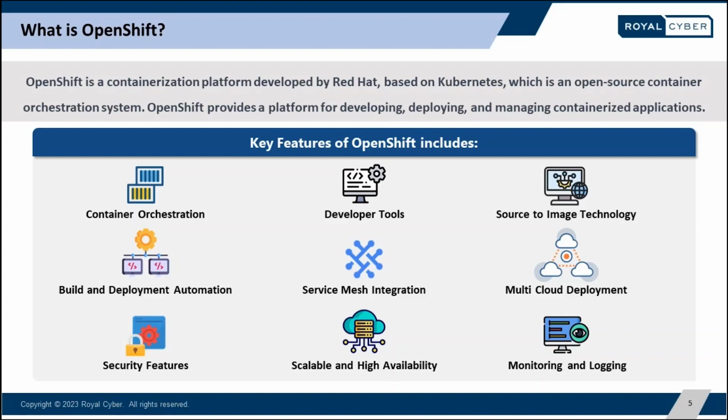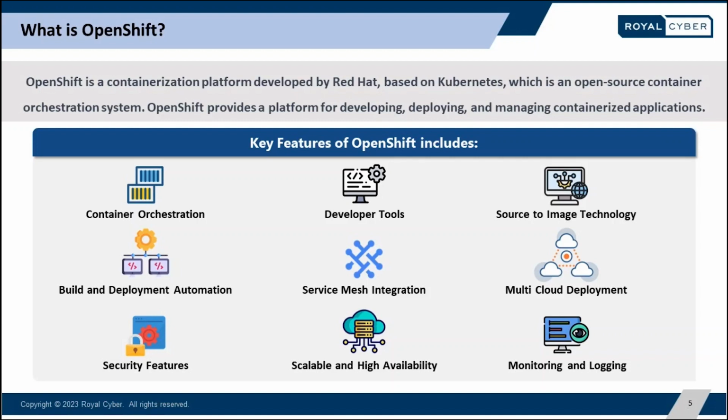Multi-cloud deployment. OpenShift supports multi-cloud environments, allowing applications to be deployed across various providers or on-premises infrastructure. This flexibility provides organizations with the option to choose the most suitable deployment environment. Security features. OpenShift emphasizes security by providing features such as role-based access control, container image scanning, and integrated security policies to protect applications and infrastructure.